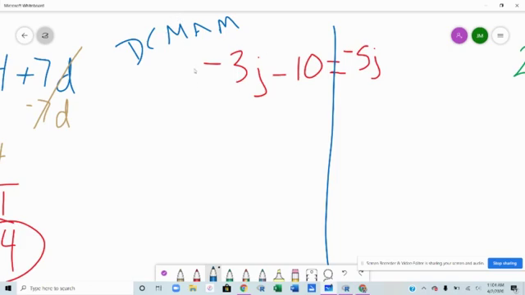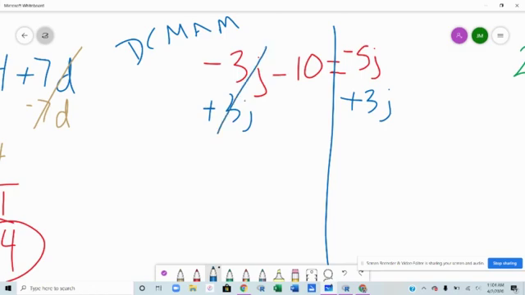Move the variable. I have negative 3j, negative 5j. They're not on the same side, so we need to move one. Now, I know a lot of times you like to move the variables to the left, but that's not beneficial here because there's nothing else here. So instead, we should move this one to the right. Since it's negative 3j, you move it by adding 3j to both sides.